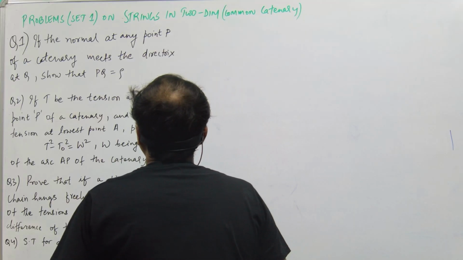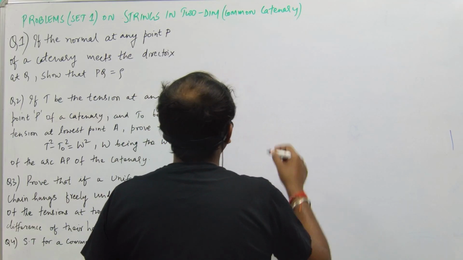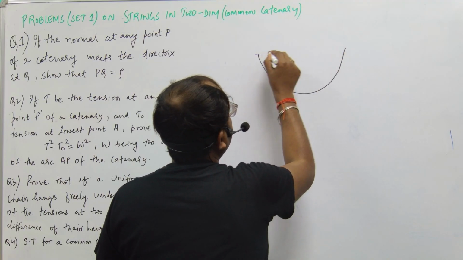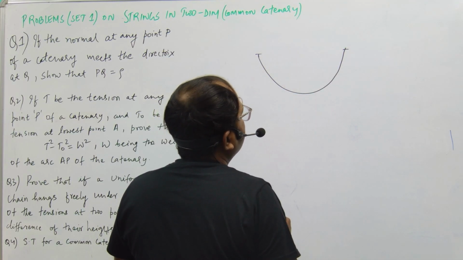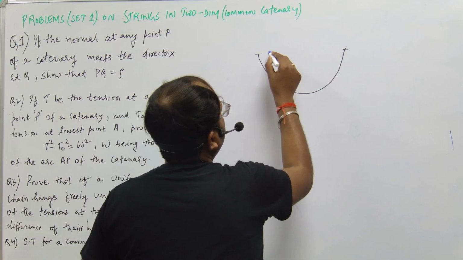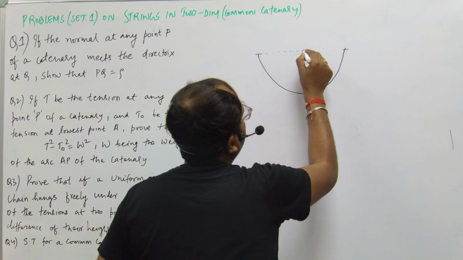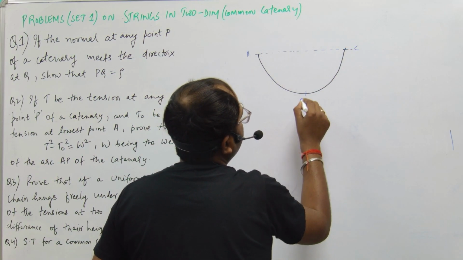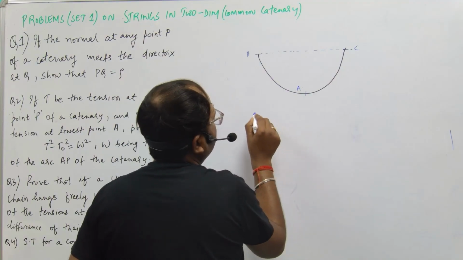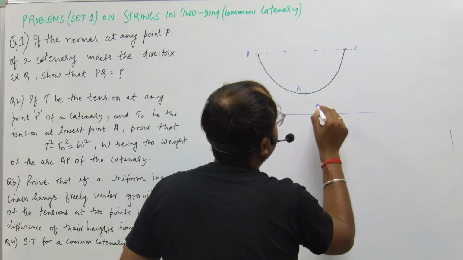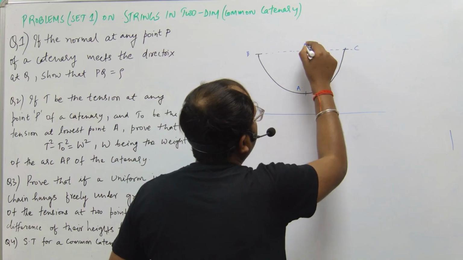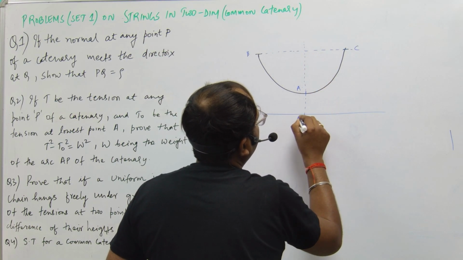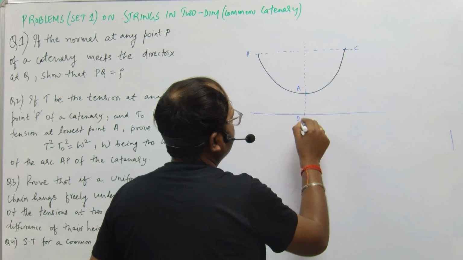So we have the catenary like this. This is the catenary, and this is the point where it is tied. Okay, so let us take this as the horizontal line, this is point B, this is point C, and this is the bottommost point. Let us take this as A, and this is the axis of x, that is the directrix. Okay, and this is the axis of the catenary, that is the axis of y. Okay, let us take this as point A.